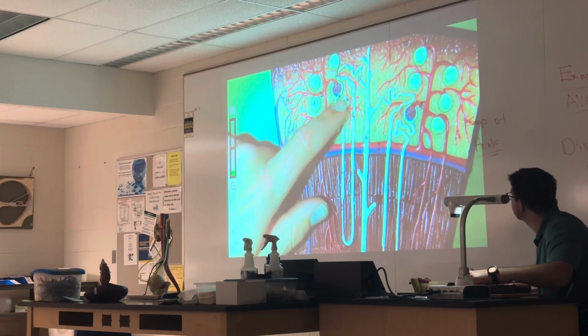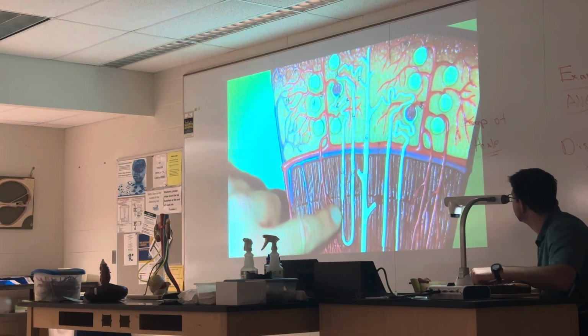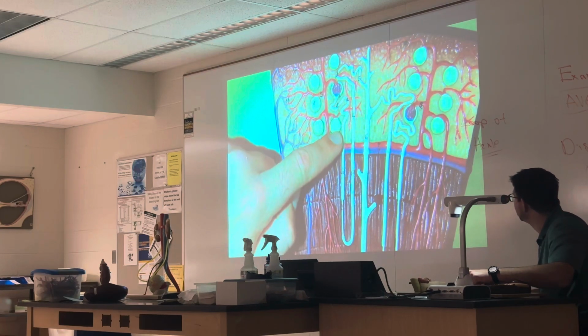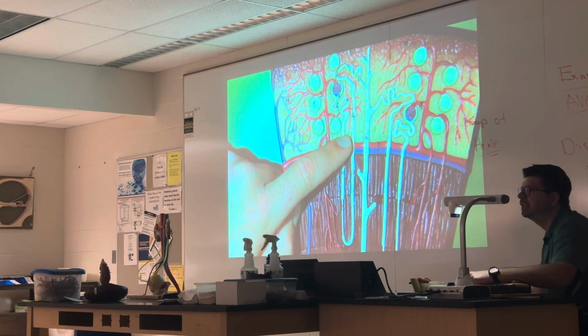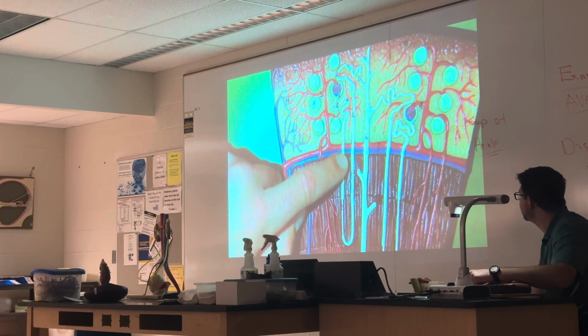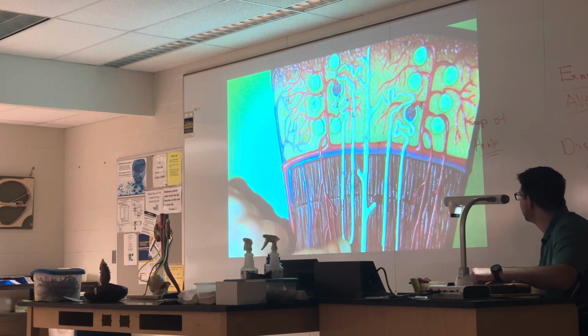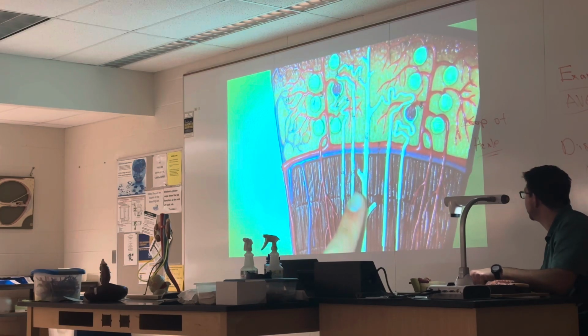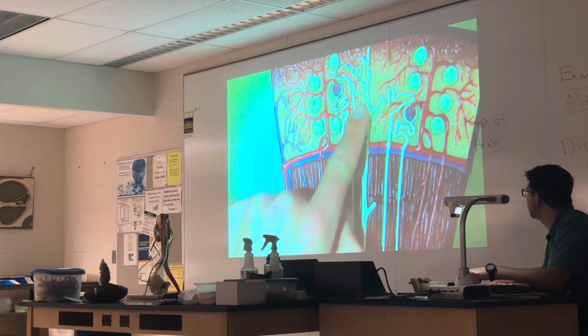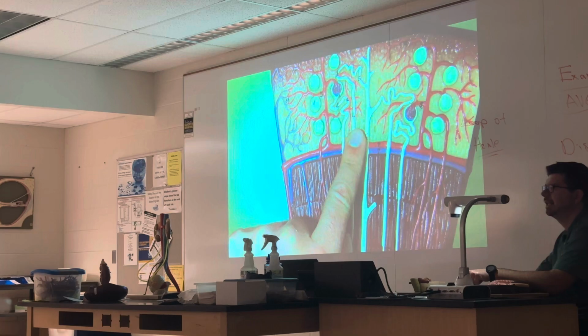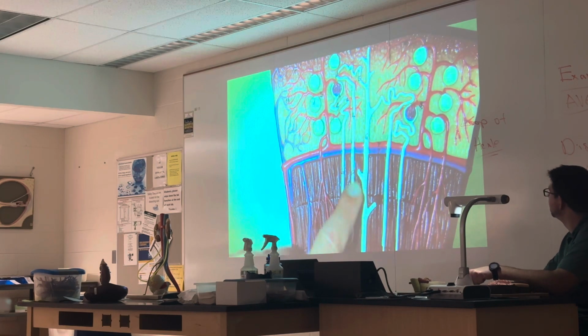So, proximal convoluted tubulum, and then the loop of Henle. The first part going down is called the descending limb. So here we have the descending limb loop of Henle going down. And when you get around the bottom, then the filtrate goes up this way. And this part of the loop of Henle is called the ascending limb. So ascending limb loop of Henle here.